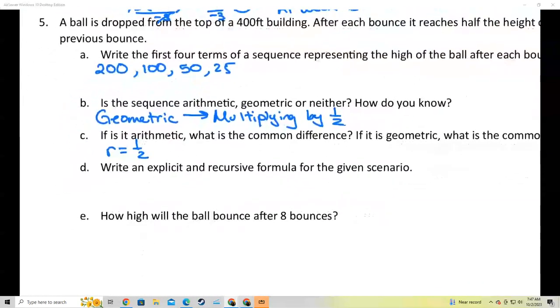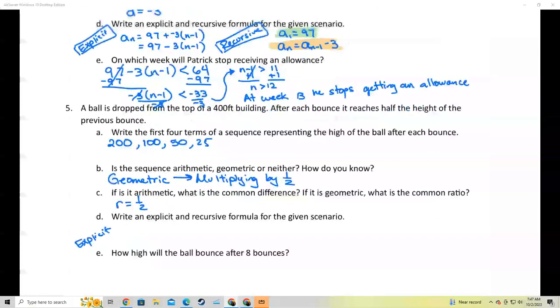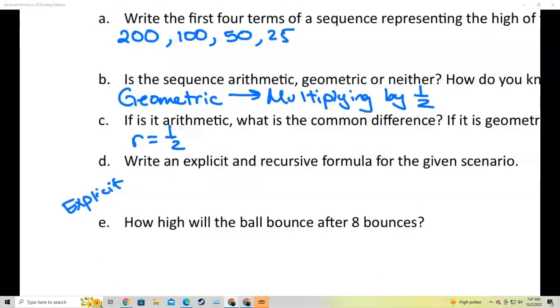Write the explicit and recursive formulas. All right, well, let's see. Explicit. And I just remembered that I forgot to highlight the word problem. I really should have done that. It reaches half the height. It starts at 400. Is what you should have really picked up from that. Okay, explicit. Remember, it's geometric, so to get your nth term, you need to take your first term. My first term was 200. Multiply it by your common ratio, which is 1/2, to the n minus 1 power.